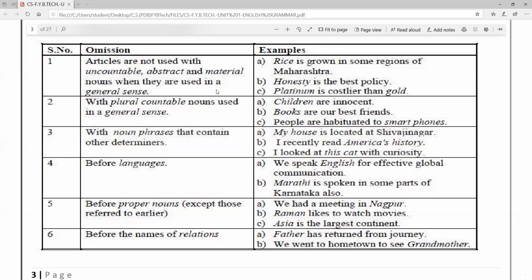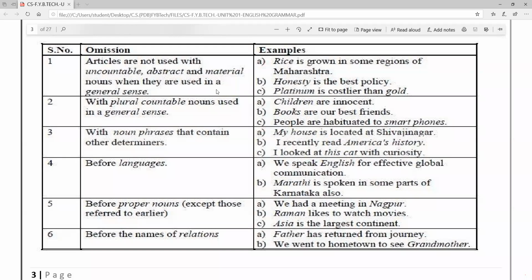आपण जनरल सेन्स मध्ये जेव्हा अनकाउंटेबल, ऍबस्ट्रॅक्ट किंवा मटेरियल नाउनचा यूज करतो तेव्हा त्याच्या पुढं आर्टिकल आपण लिहित नाही. फॉर एक्झाम्पल, राईस इज ग्रोन इन सम रिजन्स ऑफ महाराष्ट्र. महाराष्ट्राच्या काही भागात भाताचं पीक घेतलं जातं. सो राईस हियर वी आर नॉट युजिंग अ, एन और द, ओके, बिकॉज वी आर स्पीकिंग इन जनरल सेन्स. राईस हा पूर्ण महाराष्ट्रामध्ये काही भागात त्याचं उत्पन्न घेतलं जातं.